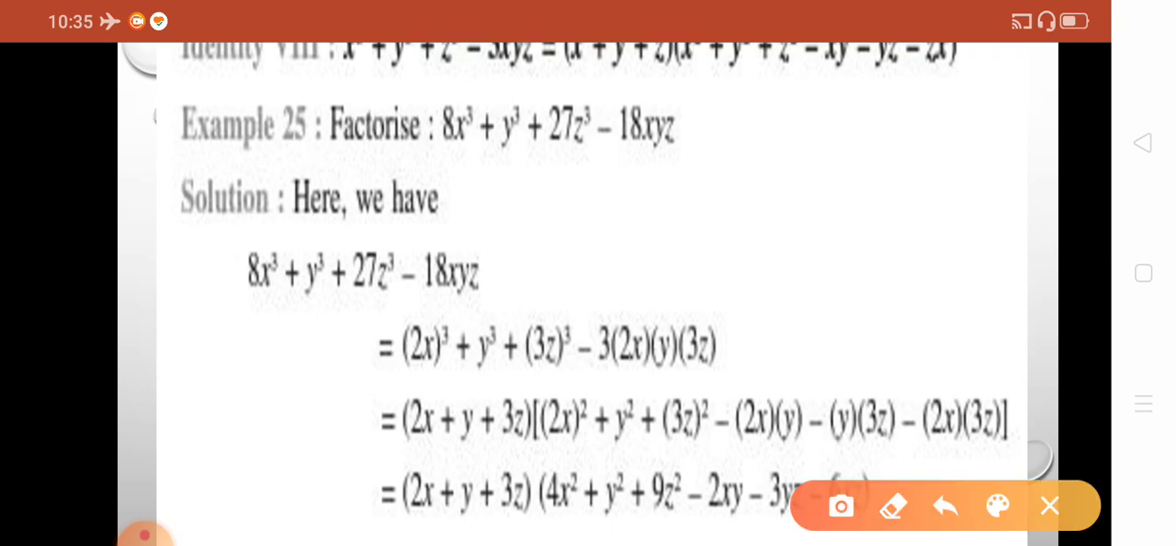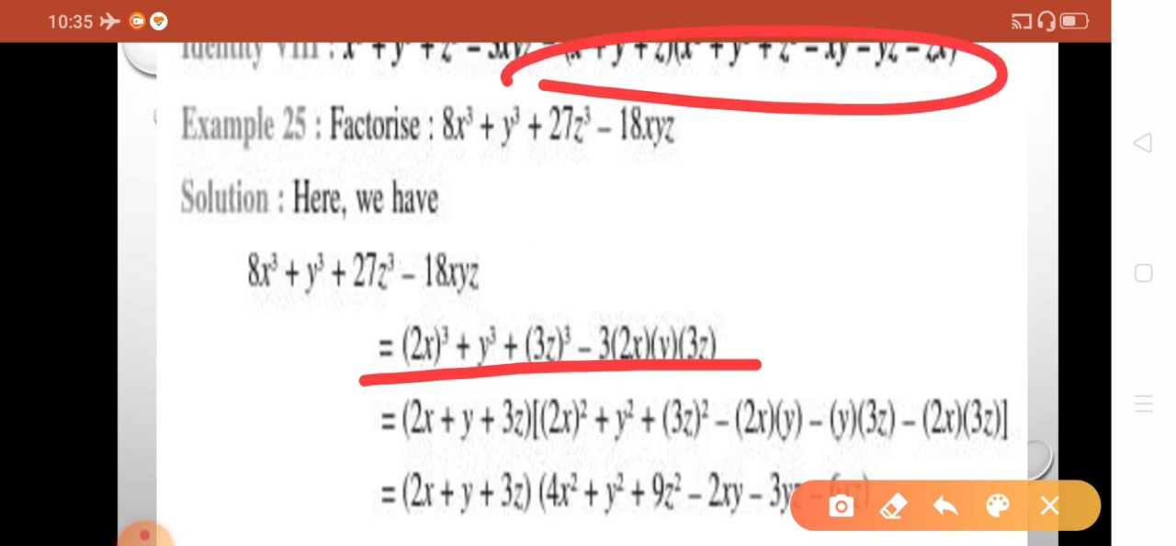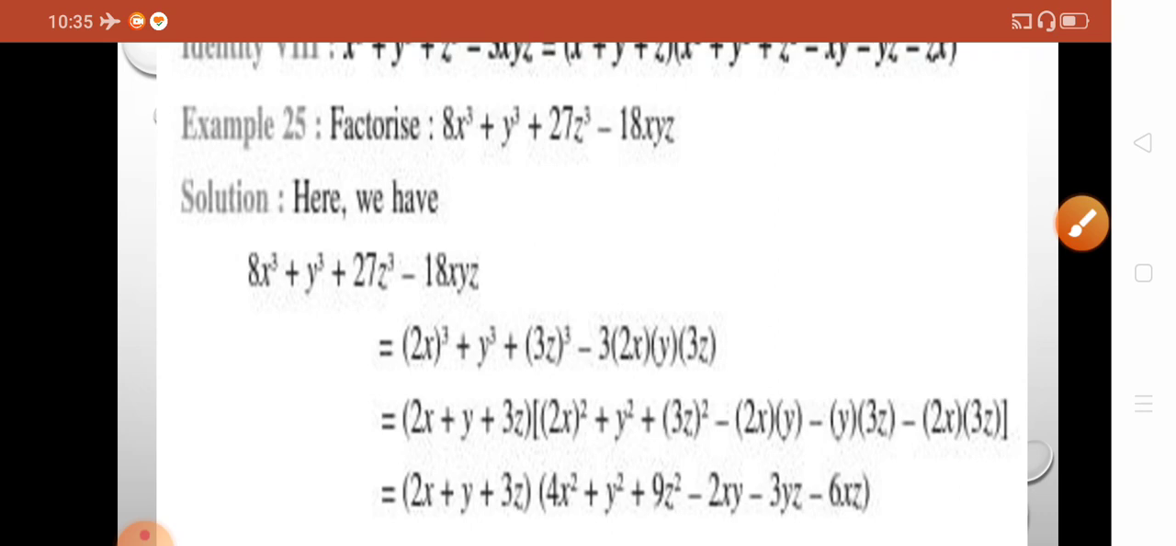Then we will open our formula: x plus y plus z into x square plus y square plus z square minus xy minus yz minus zx. In this way we will open our formula using the identity. I hope you all have understood how to solve this problem. The first thing that you have to do is learn all the identities given in your textbook, so that it is easy for you to solve all the problems related to identities.